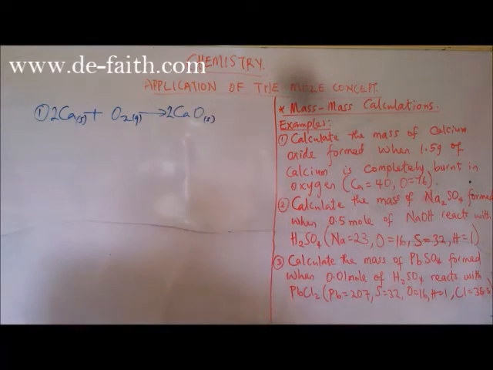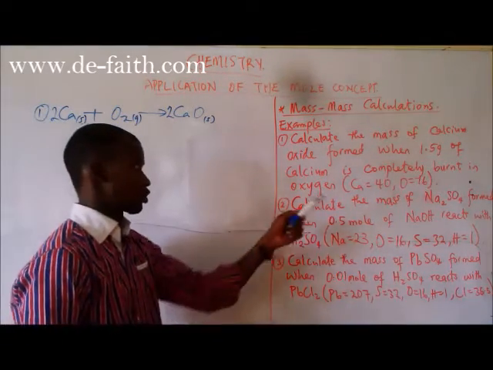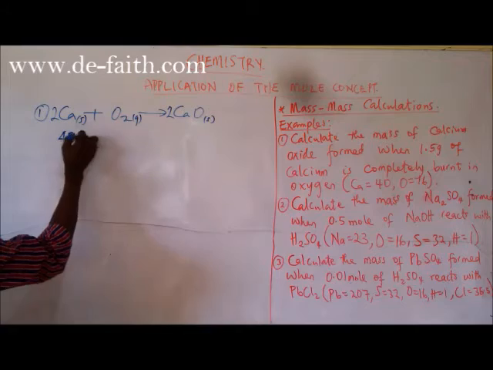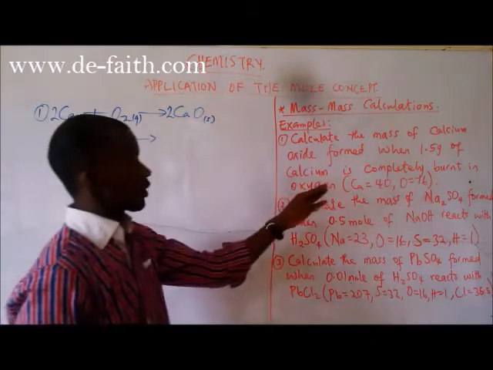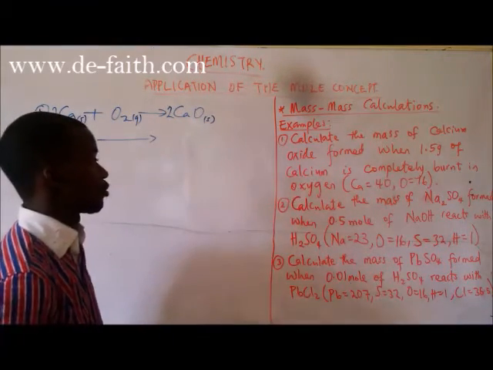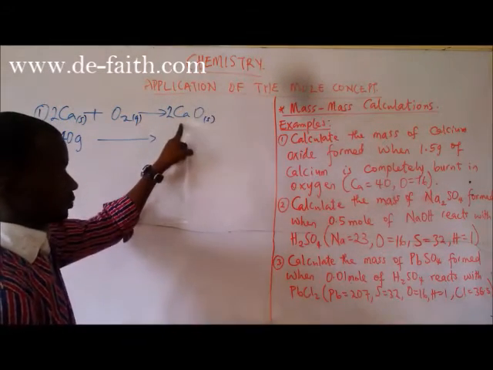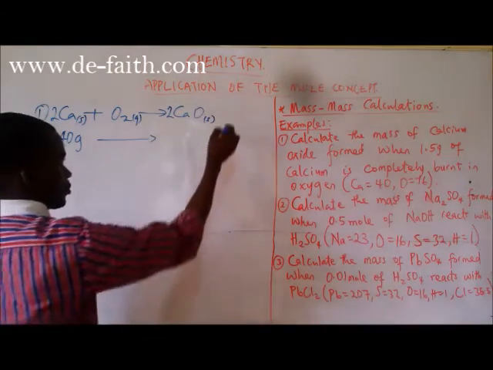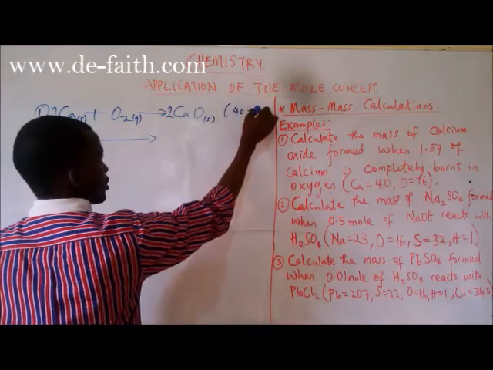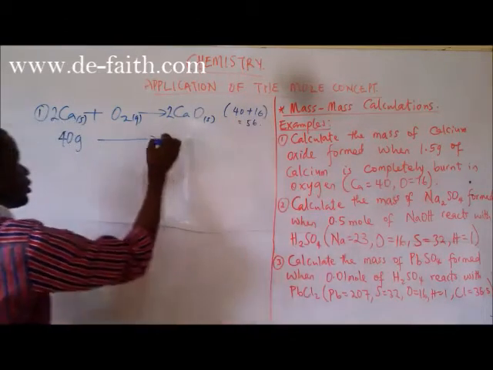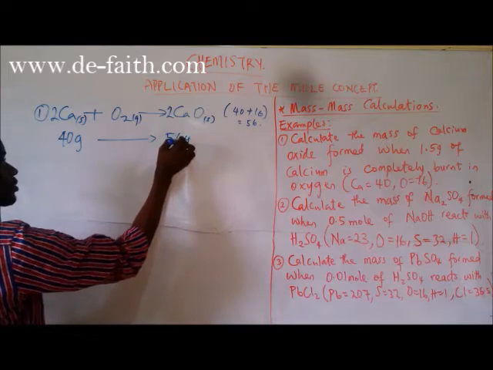Now from the reaction, we're told that 1.5 gram of calcium is completely burnt in oxygen. So we are looking for the mass of calcium oxide formed. Here, we need to calculate based on the relative atomic mass of calcium. So we have 40 grams of calcium. We need to calculate the relative molecular mass of calcium oxide. Calcium is 40 and oxygen is 16. So that is 40 plus 16, and that is 56 grams.